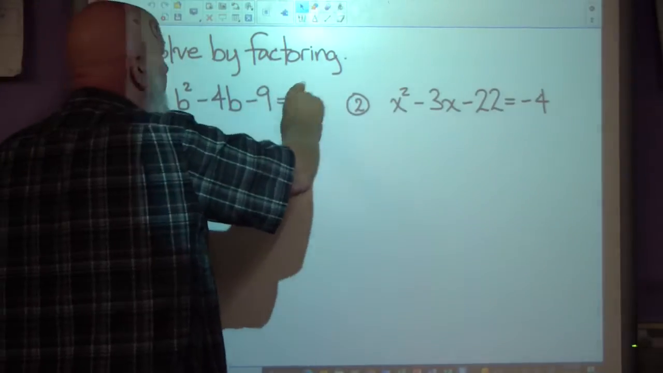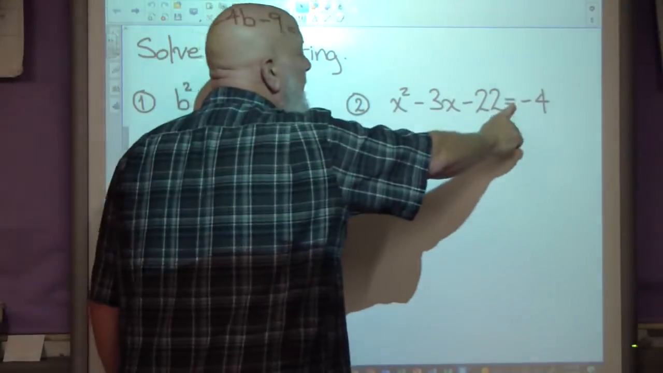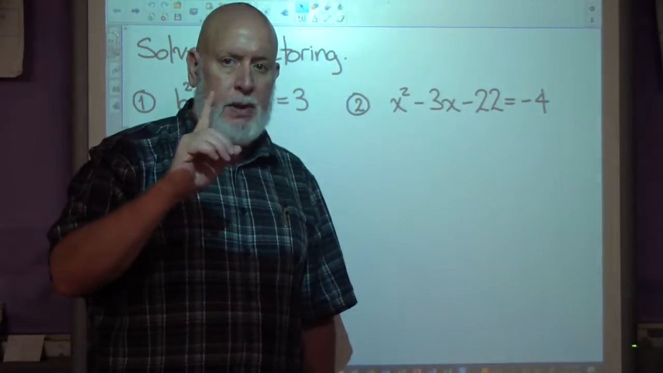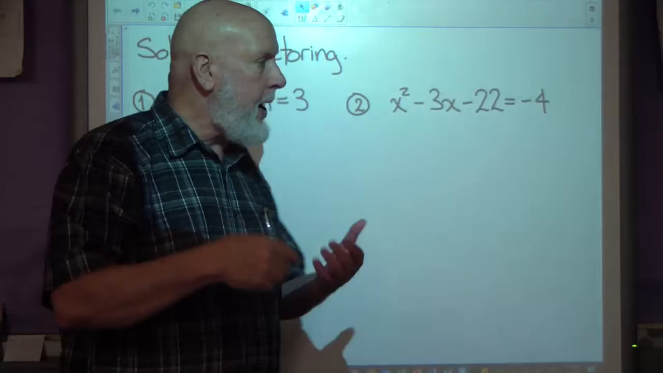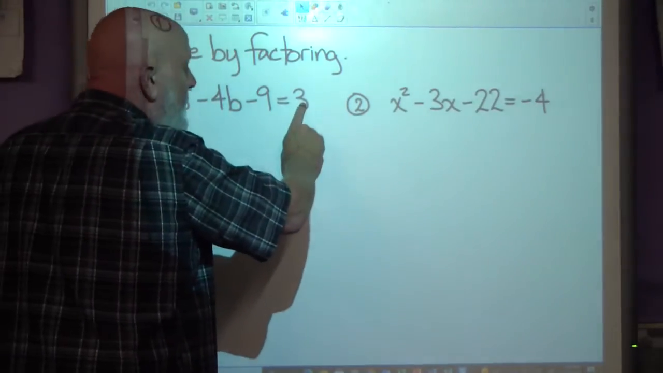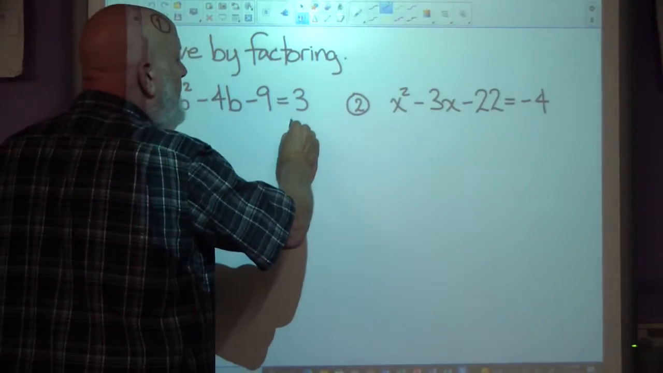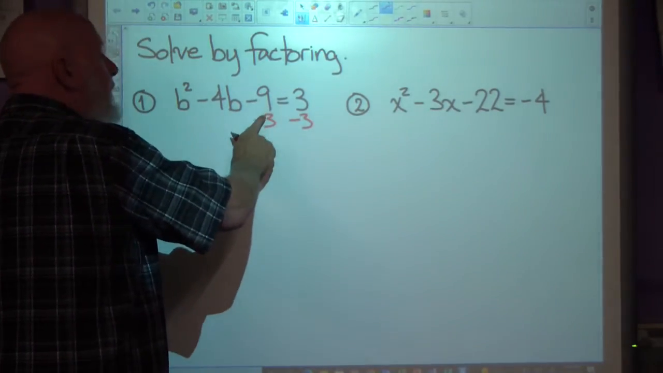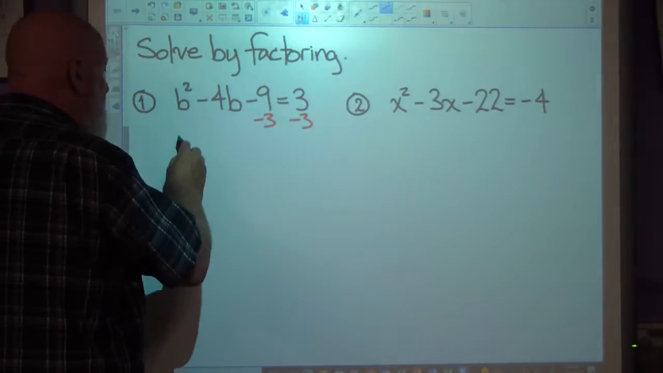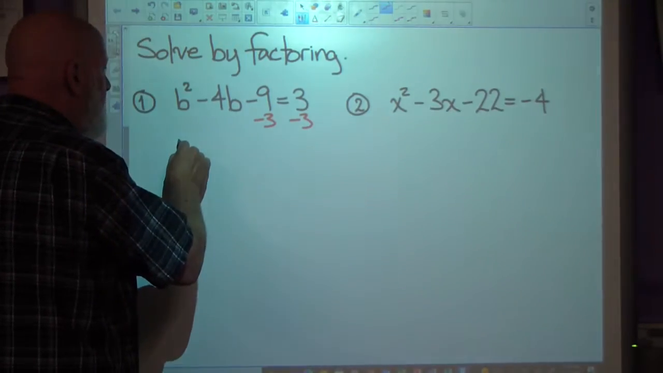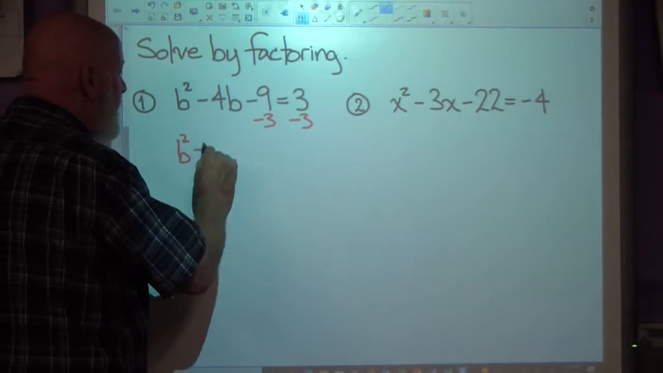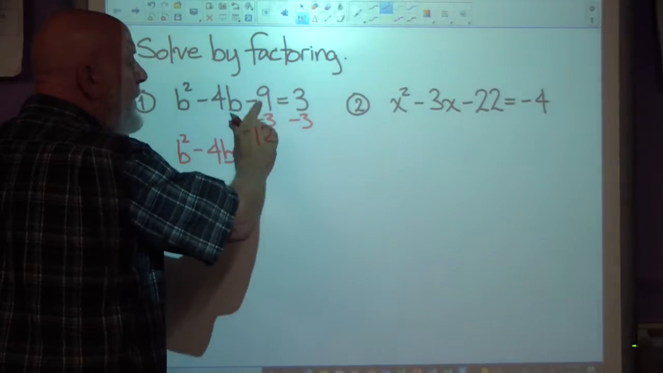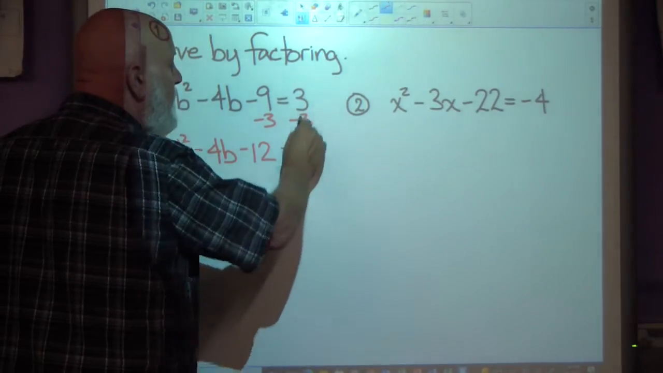This is solved by factoring. And I've got quadratic equations here with equal signs, so they're equations. What we want to do is make sure that one of the sides is equal to 0, and then we're going to factor it. So I look at this one. I say, well, I could turn this side into 0 very easily by just subtracting 3. This side is now 0. But I have to subtract 3 from the other side just to stay in balance, just like we did back in pre-algebra. And we rewrite b squared minus 4b minus 12, because these are the same signs, so we add and keep the sign, is equal to 0.